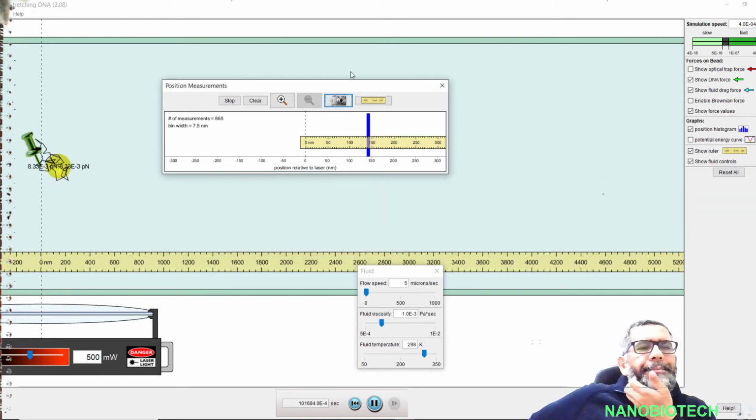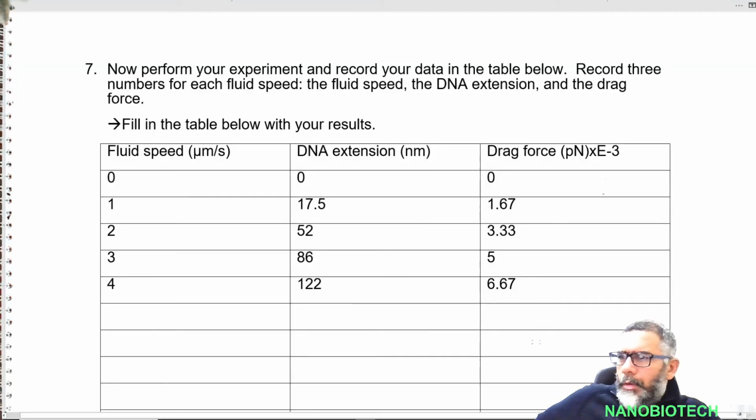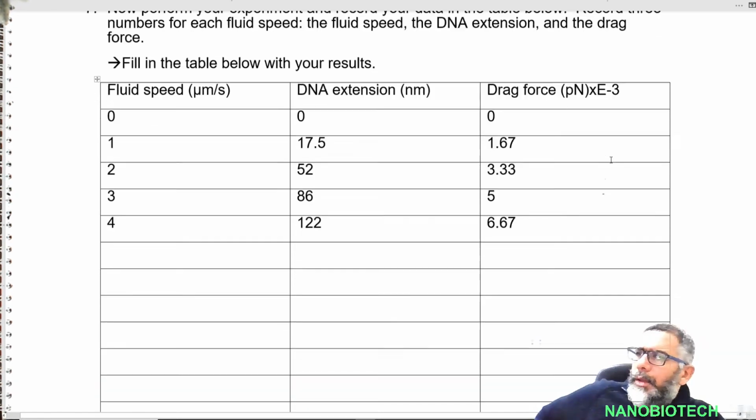Okay, so this is the way that you are going to measure the force on the sphere, the fluid speed, and the location of the bead, or the extension of the DNA anyway. So you will record all these values. I have already done some measurements, but your measurements might of course be different if you give different fluid speeds, etc. But these are reasonable values from some measurements I made of DNA extension and the drag force also. Okay, so you will fill out this table.